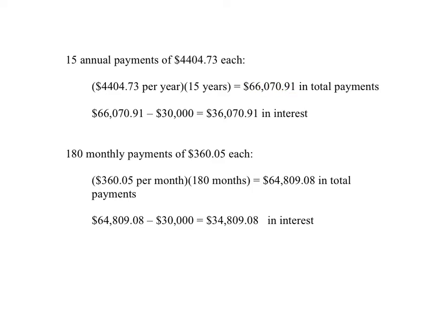In terms of the exact amount of interest, well, the monthly version has this total amount in payments minus the $30,000 that you borrowed equals $34,809.08 in interest. So not dramatically less interest in the monthly payment version, but somewhat less. Right? So the question was phrased to ask which one costs you more in interest, and that is the one with annual payments. Now, why does that make sense?